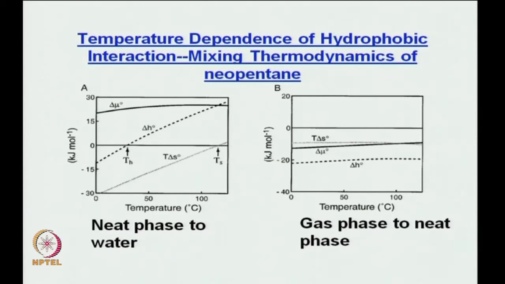Look at the left figure where we say neat phase, that means neopentane is taken from liquid to water. How does the delta mu 0 vary? First of all, this delta mu 0 is positive, and it should be positive. Why? Because it is not favorable to take neopentane and dissolve it in water. Your delta G obviously would be positive, there is no doubt about that. But look, it is not a straight line.